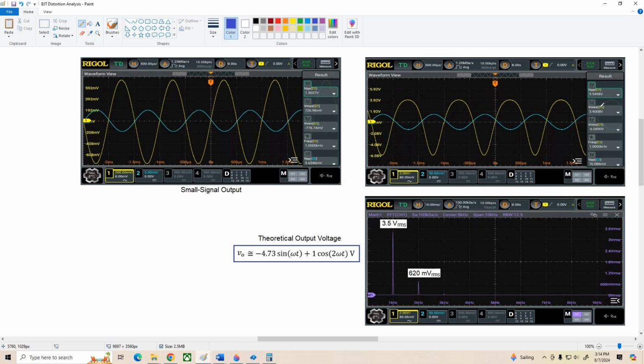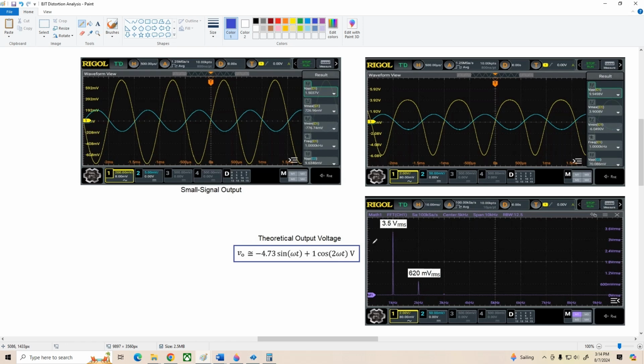We're reaching a peak value of 3.9 volts and a minimum value of minus 6 volts. Here's the output spectrum, and we can see our fundamental has an amplitude of 3.5 volts RMS. Our second harmonic is 620 millivolts RMS. And we do have a little bit of the third harmonic peaking in here, and that's to be expected. The BJT is a pretty nonlinear device, and we expect to get some higher order harmonics coming out based on our power series expansion.